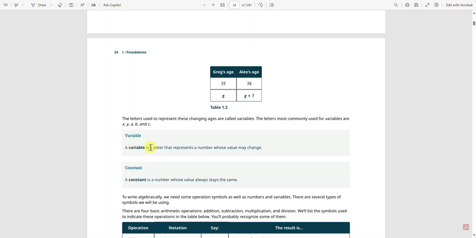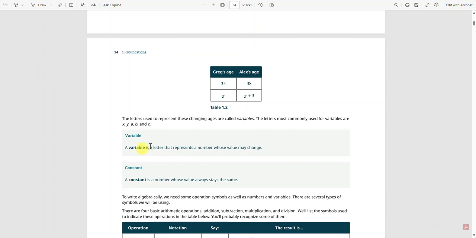A variable is a letter that represents a number whose value may change. A constant is a number whose value always stays the same.